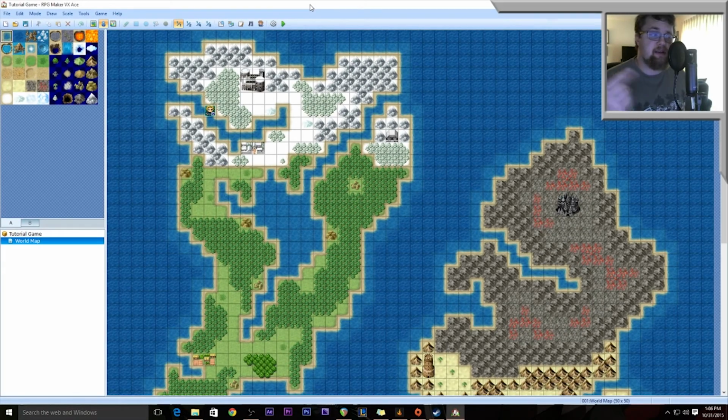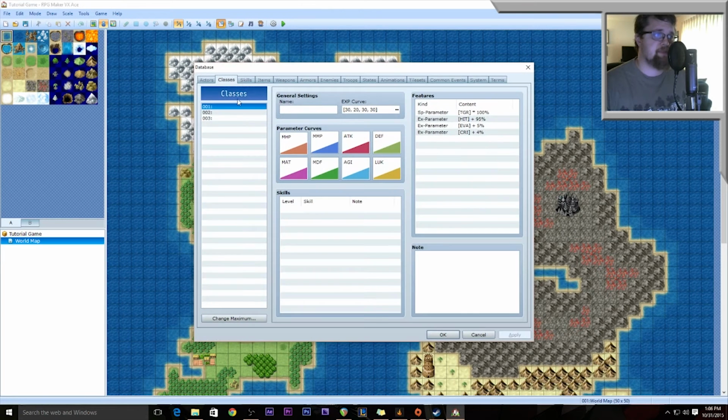Okay, so we're here in RPG Maker, and to get to the character classes, you just bring up the database, and then you click over to the classes tab. Now, for this project, we only need 3 classes, so if you have to, change the maximum to 3. You could also just leave the default ones in there. I think there's about 10 in there by default. I've already gone ahead and cleared out the 3 classes. You can do that if you want, or you can just edit the defaults that are there.